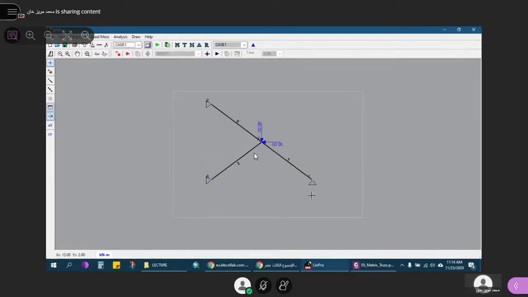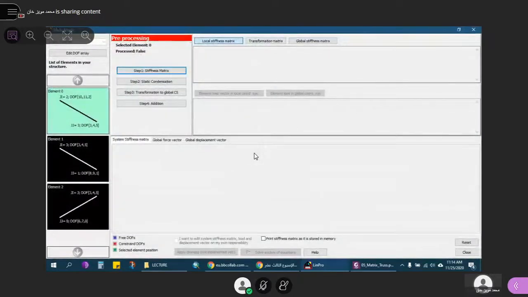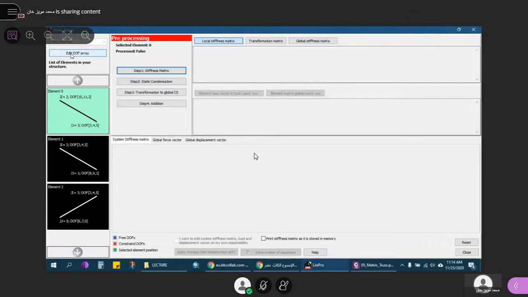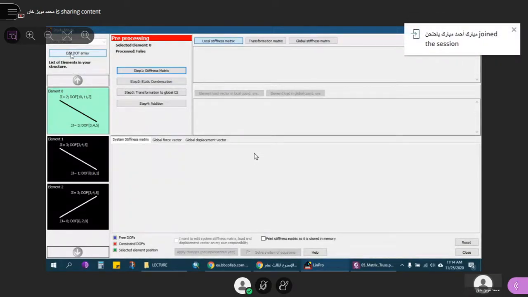Now, how do we develop the stiffness matrix element by element and then combine it into a global stiffness matrix? Here you can see a blue button. This blue arrow button, you need to click on this. So you come into this window. This is called the study mode. What are the elements of this? The first thing is the degree of freedom array, meaning what degrees of freedom are assigned by the LinPro to each node.